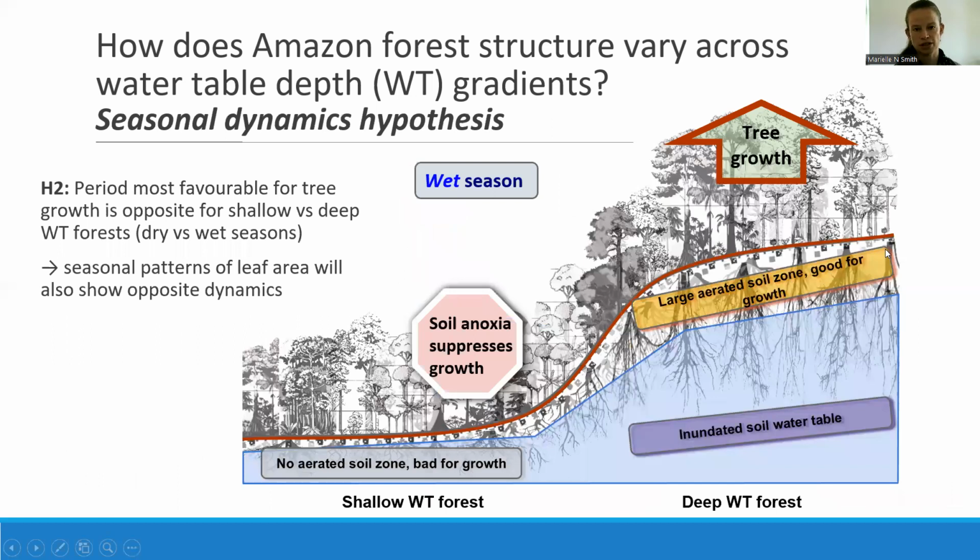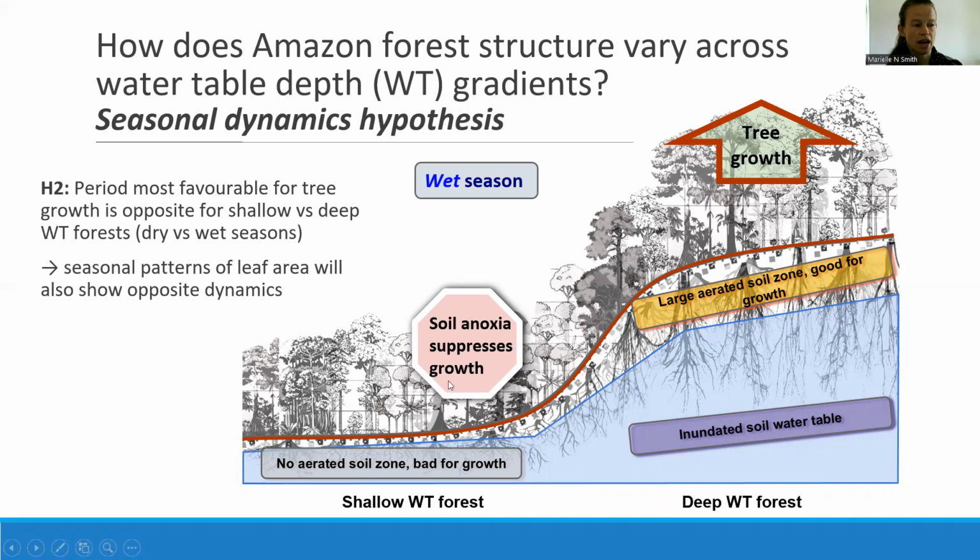Now let's look at the seasonal dynamics hypothesis that we're going to test. And this is that the seasonal patterns of vertical leaf area distributions in shallow water table depth forests will be opposite to that of deep water table depth forests. Since the period most favorable for growth, that is to say the growth window, is during the dry season for shallow water table depth forests, while it's in the wet season for deep water table depth forests.